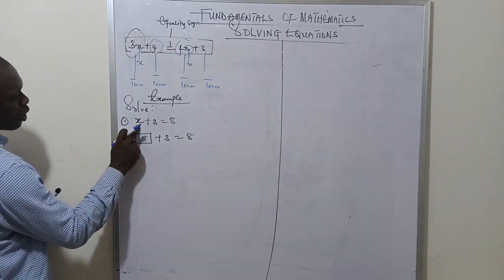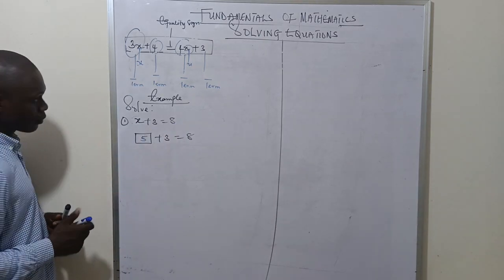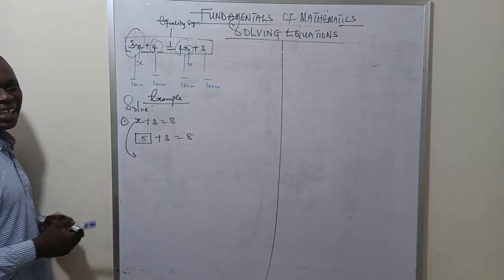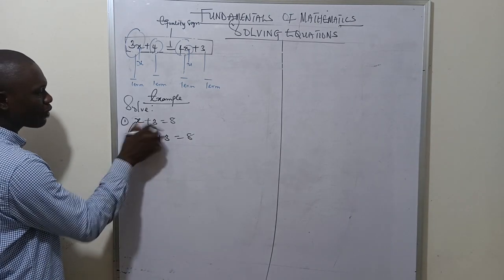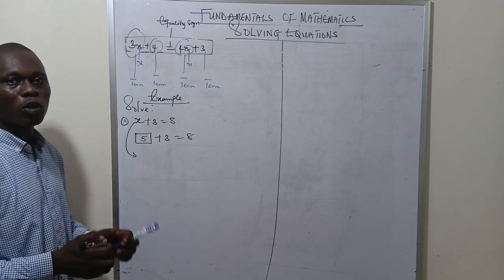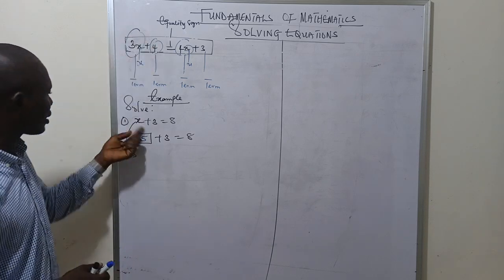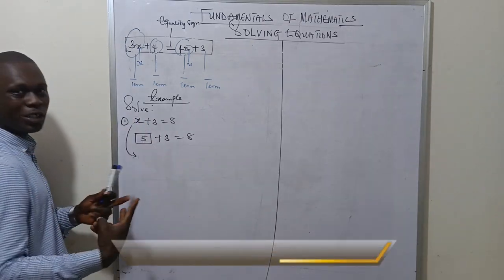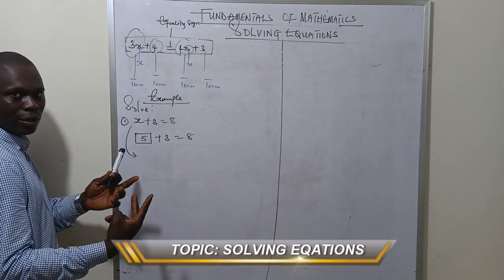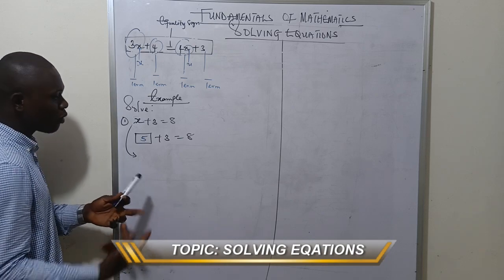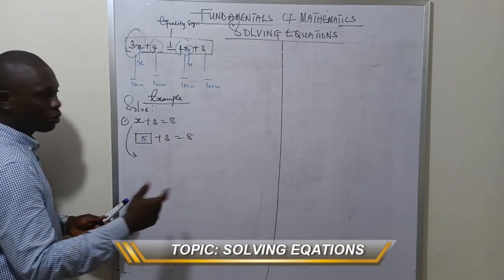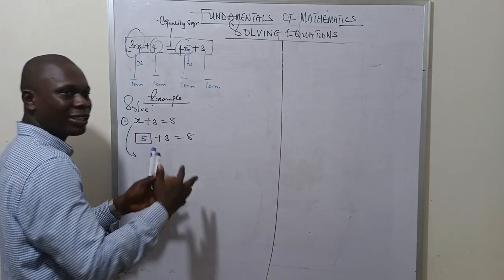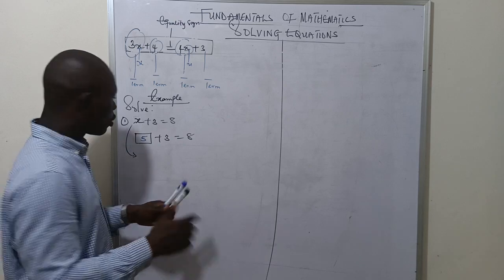Now, look at this. You have x plus 3 equals 8. When you are given this, I think I've explained what are called terms. This is a term, this is a term, this is a term. But in this equation, we have two different types of terms. We have the term that has x, and we have another term that is made up of numbers alone.